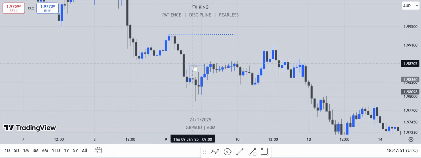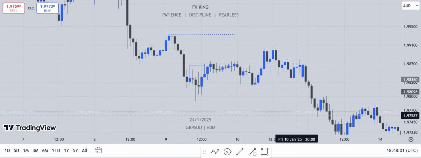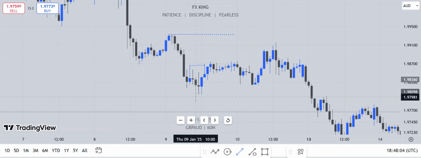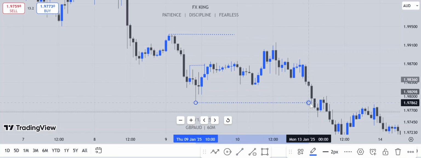So for us here, we have this pullback, right? This is our lowest candle. The high got taken out and the low got taken out. So when this low got taken out, the market pushed above and finally gave us a break of structure. In this case, this is a valid break of structure.